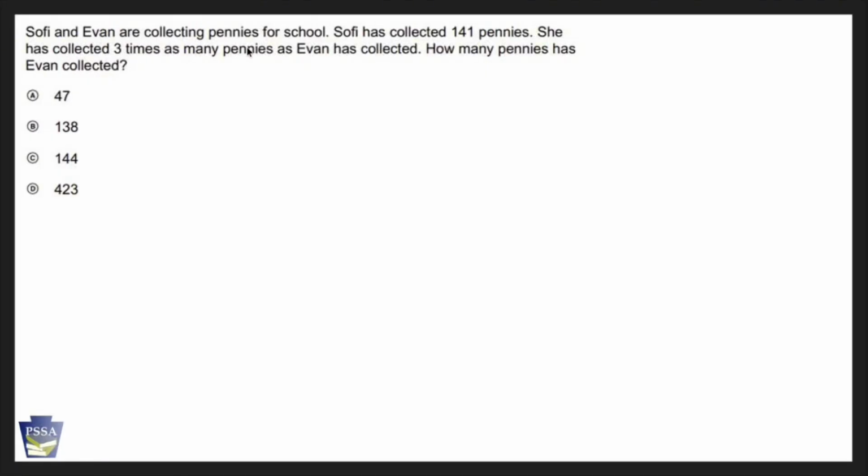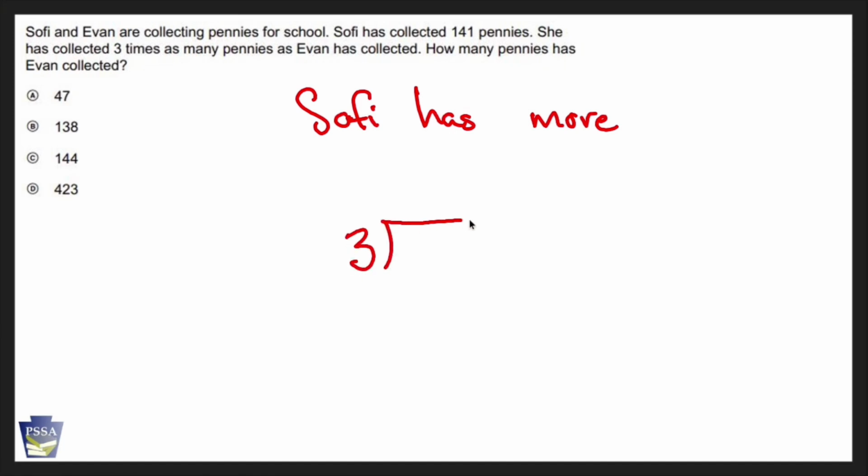Sophie and Evan are collecting pennies for school. Sophie has collected 141 pennies. She has collected 3 times as many pennies as Evan has collected. How many pennies has Evan collected? Well, Sophie has collected 141, and she has collected 3 times as many pennies as Evan, which means Sophie has more. So what we need to do is do this opposite. If Sophie has 3 times more, that means in order to find Evan, you're going to divide by 3.